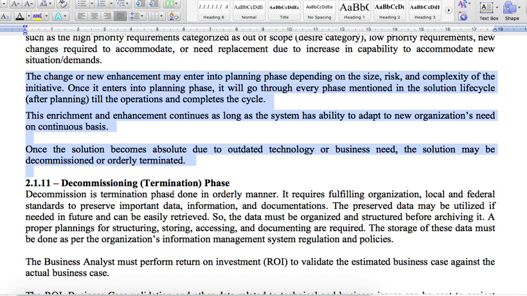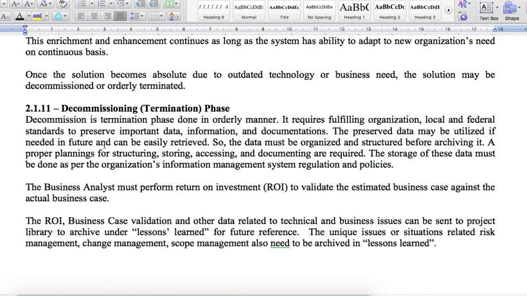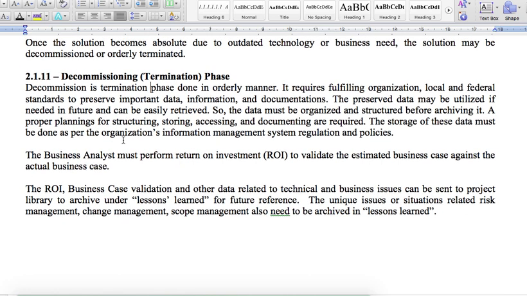Once the solution becomes obsolete due to outdated technology or business need, the solution may be decommissioned or orderly terminated. Now the next phase we talk about is decommissioning or the termination phase. This is the last phase, from inception till the termination, so it takes care of the entire end-to-end cycle. Decommission is a termination phase done in an orderly manner. Remember, it is done in an orderly manner.